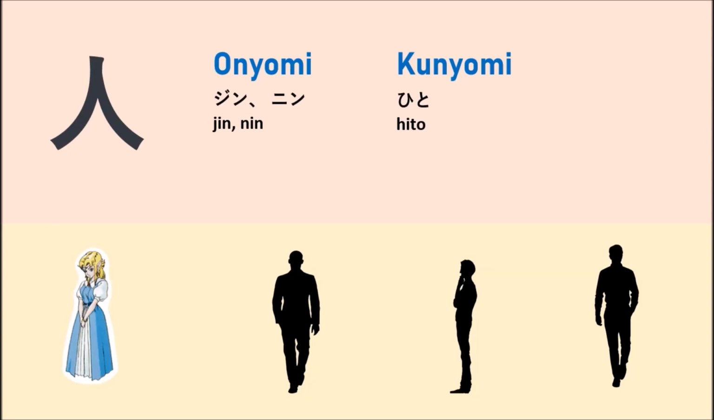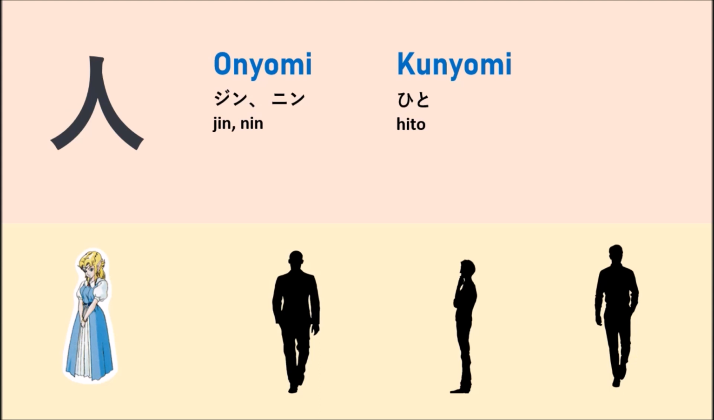This is about the people. In Japanese, when they write the letter for people, they write the kanji like this. This kanji has the onyomi reading and kunyomi reading, as you see here. The onyomi reading has two sounds, jin and nin, and the kunyomi has only one sound, hito.